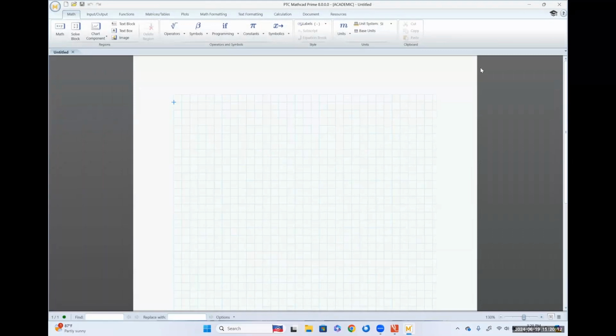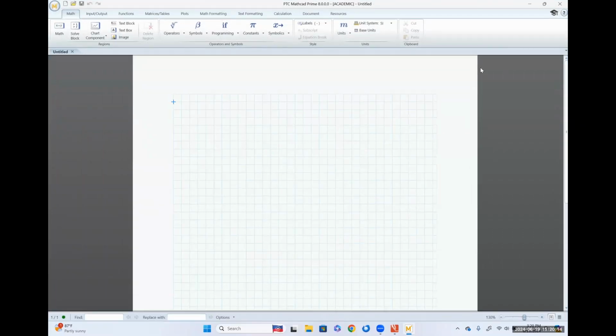Hopefully you all see what looks like a sheet of graph paper. I guess that's not helpful, because my engineering pad also looks like graph paper. Did you see me switch to a different program? You're on MathCAD, yes.